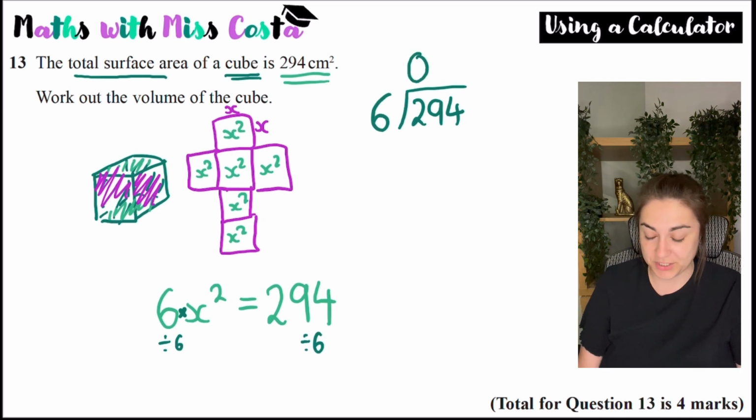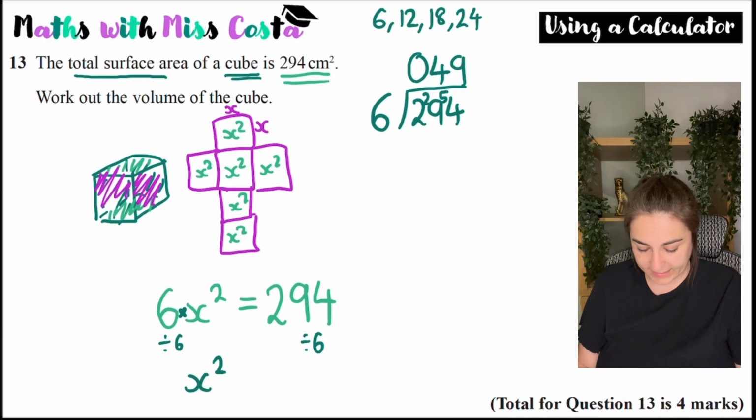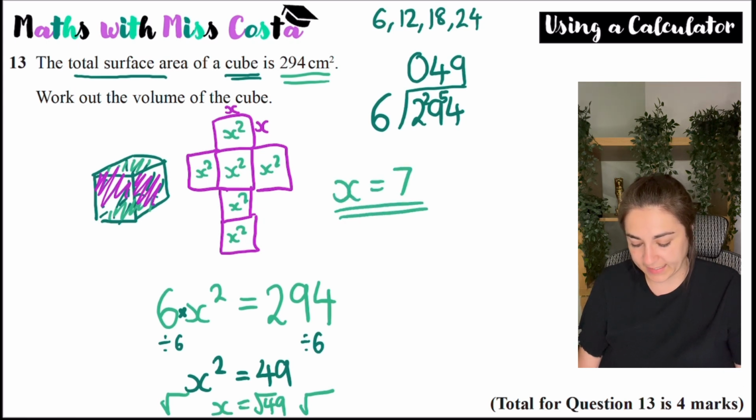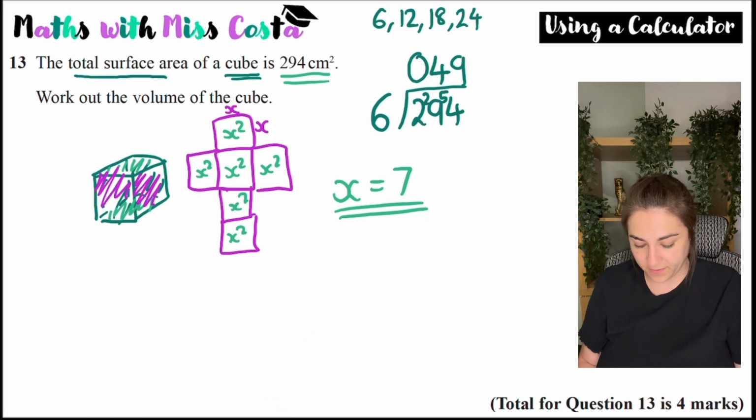How many times does 6 go into 2? 0, remainder 2. 6 goes into 29, 4. So 6, 12, 18, 24. So it goes into it 4 times with a remainder of 5, and 6 goes into 54 9 times. So I know that x squared must be 49. And then I need to do the square root because that's the inverse of squaring. So x is going to be the square root of 49, and the square root of 49 is 7. So now I know that each side of the cube has a length of 7.